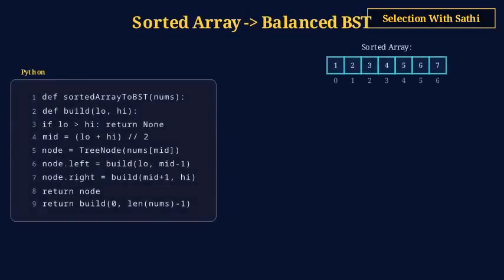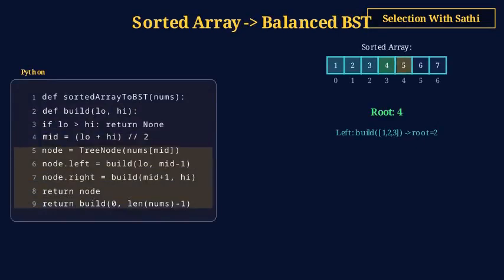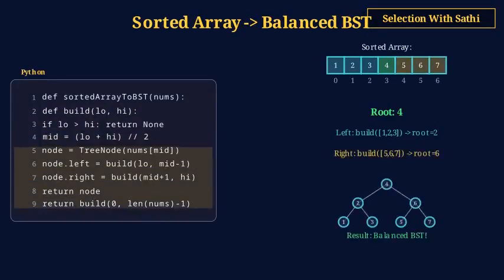Given a sorted array, we can build a balanced BST using recursion. Look at line 4, pick the middle element as the root. This ensures roughly equal elements on both sides. Line 6, recursively build the left subtree from the left half of the array.